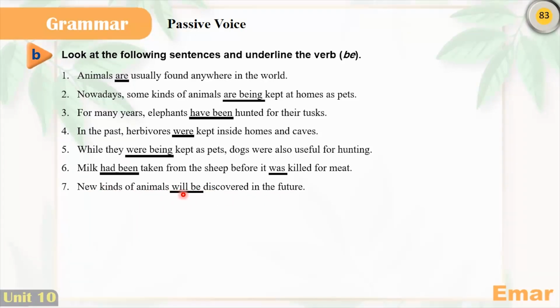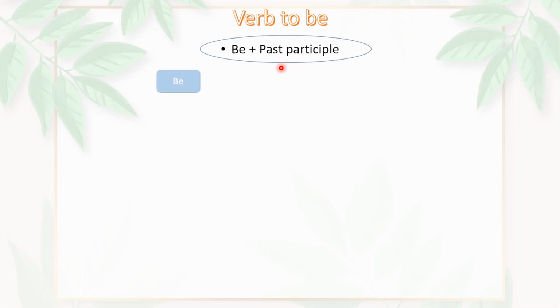Number 7. New kinds of animals will be discovered in the future. Will be. If you notice, every sentence has the verb be but in a different form, depending on the tense of these sentences. Maybe in the present, maybe in the continuous, maybe in the past, maybe in the present perfect or the past perfect, or the future, as you can see in sentence 7. So keep in mind that verb to be is an important part in the passive sentence. So in every passive sentence, there must be the verb be and the past participle. But the verb be itself has many conjugations.